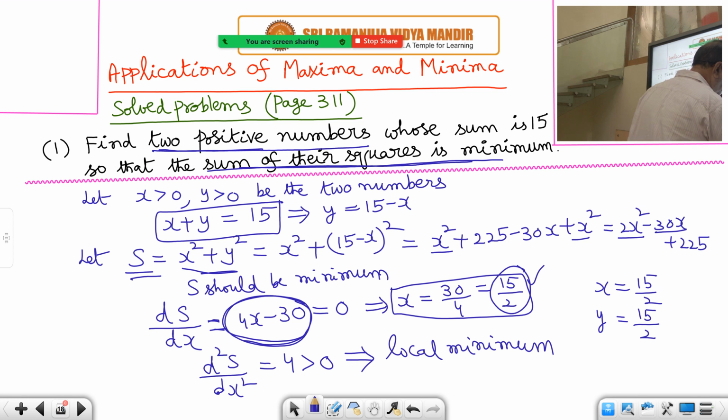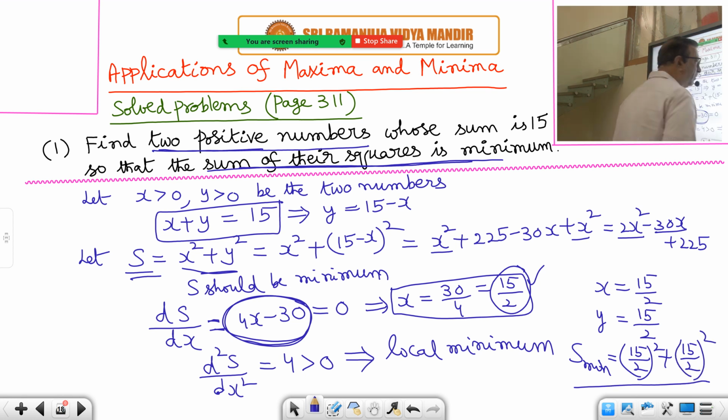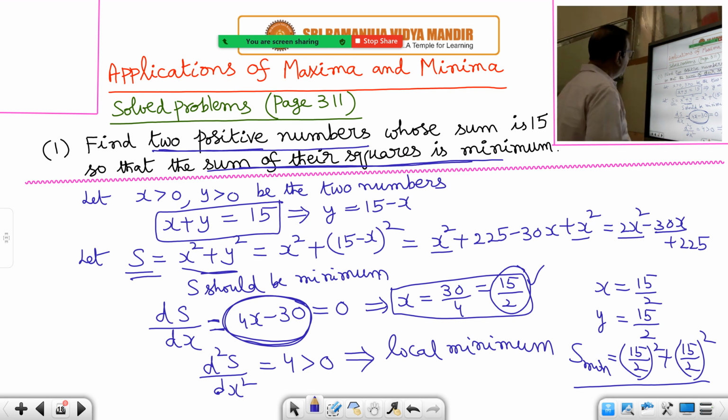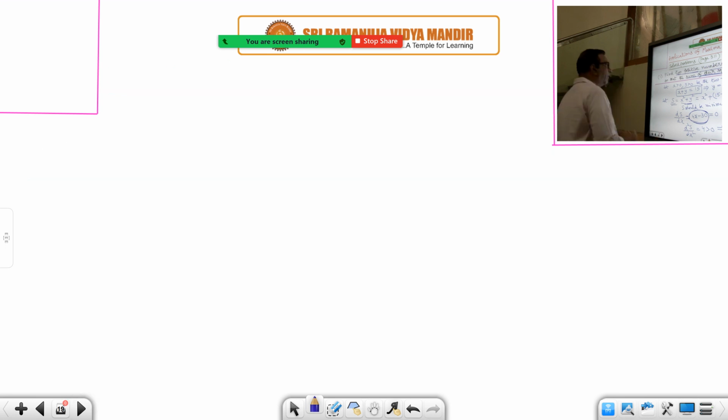And the minimum sum of the squares can be obtained by putting this value there. Okay. So S minimum is x square, that is 15 by 2 whole square, plus y square, 15 by 2 whole square. Whatever is this sum, that is the minimum sum of the squares of the two numbers. Okay, let us see the next application.